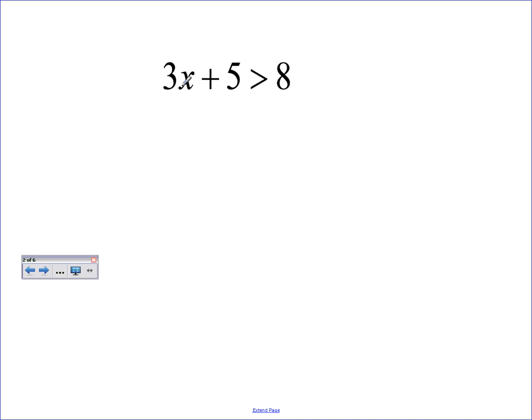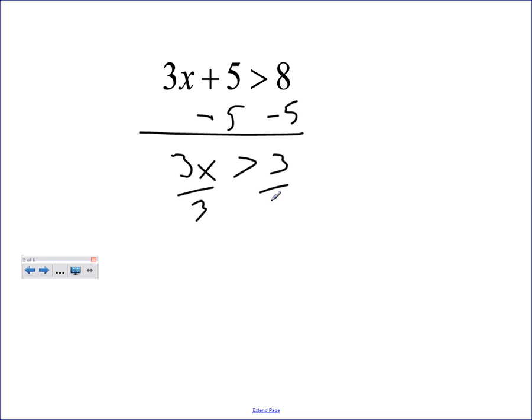So if I were trying to get x by itself, we're solving for x, so we undo things. We subtract 5 from both sides like we would normally. And so we're left with 3x, and we just keep the greater than sign. And 8 minus 5 is 3. Okay? And then we're going to divide by 3, divide by 3, and x is greater than 1.